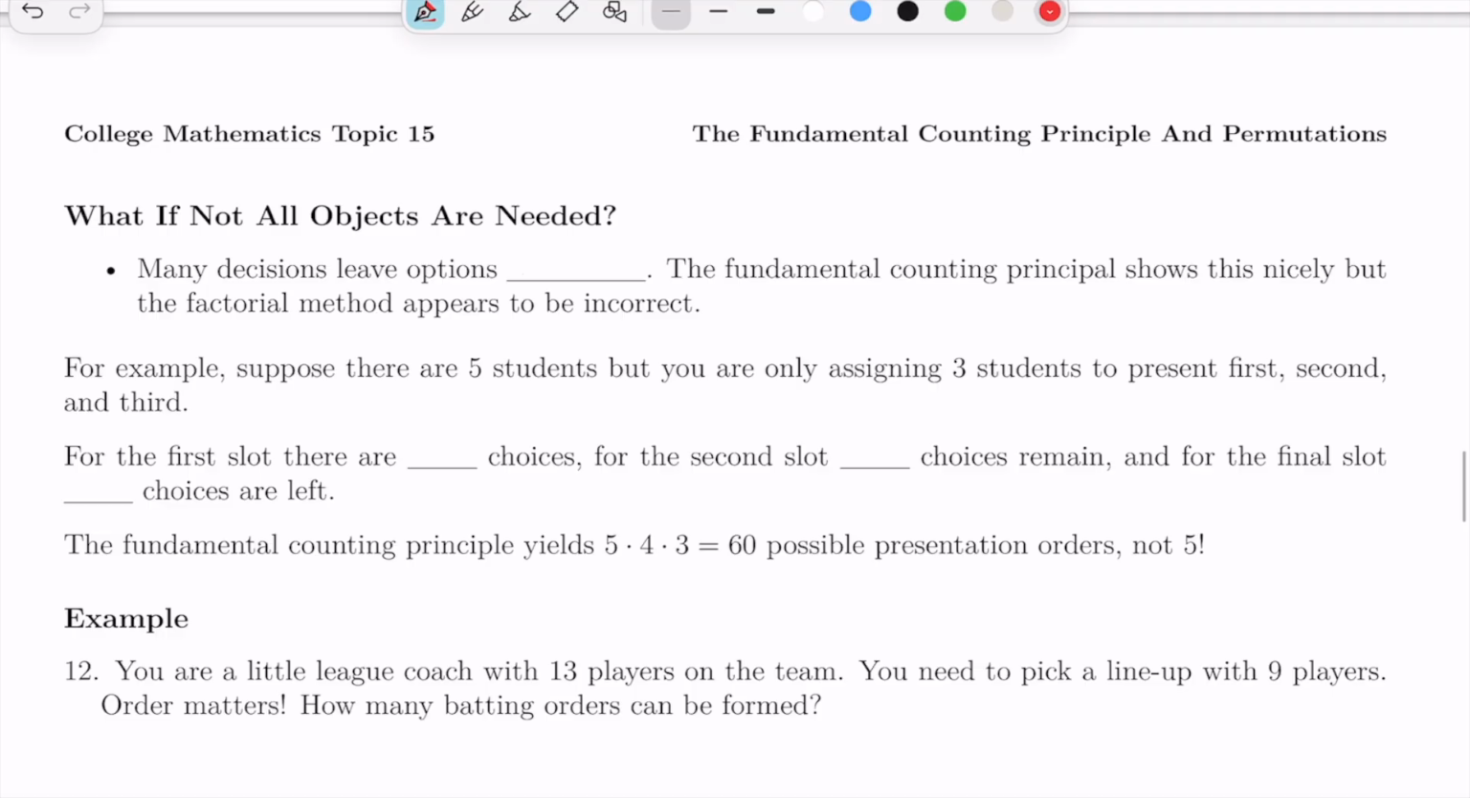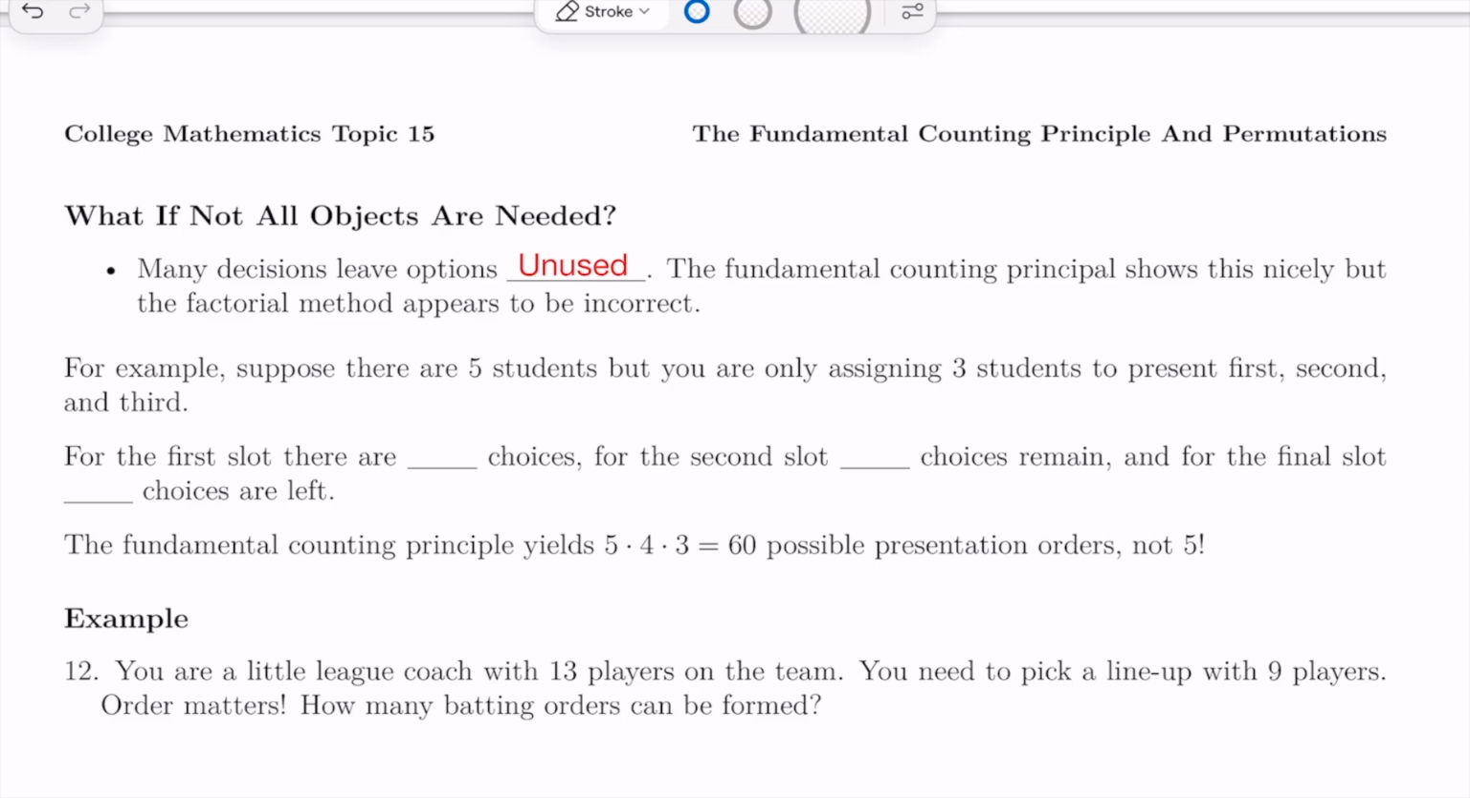Well, what happens if not all of the objects are needed? You see, some decisions leave options unused. The fundamental counting principle shows this nicely, but the factorial method seems like it's incorrect. So let's look at a slightly modified example.